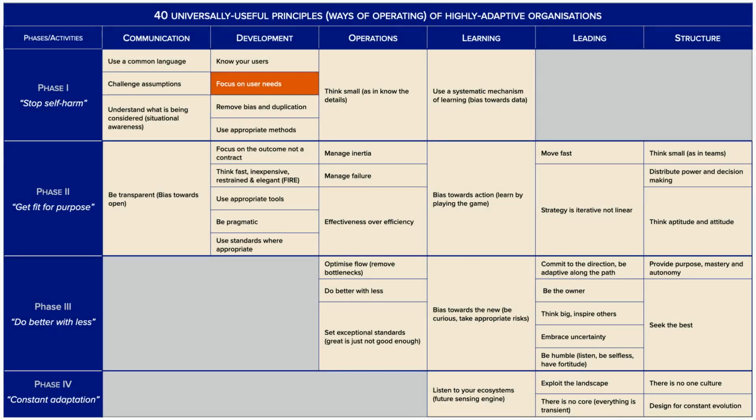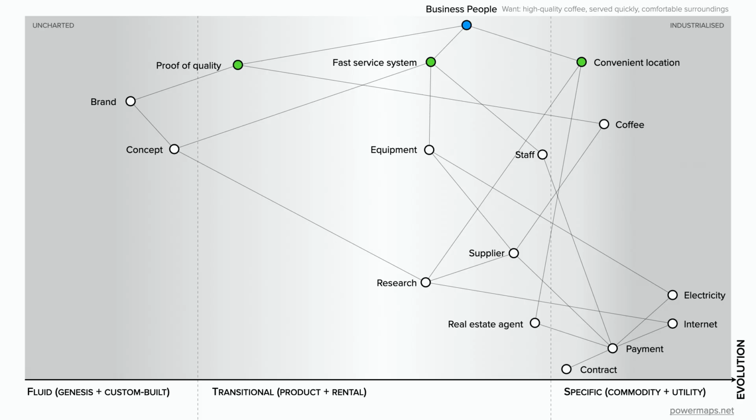And if it takes all of this to satisfy a relatively simple user need for a cup of coffee, you can imagine how challenging it is to satisfy the more complex needs of your users. That's why you need to start mapping.